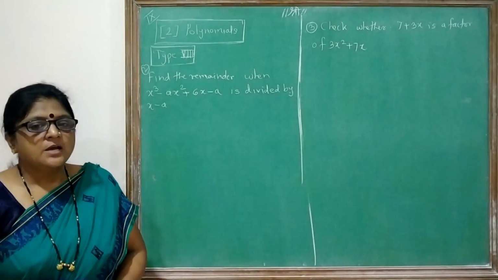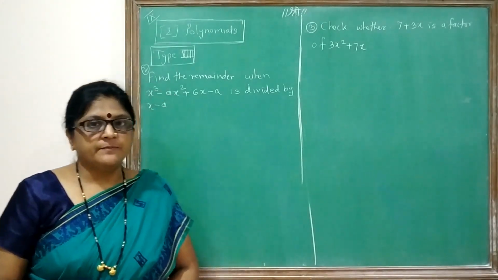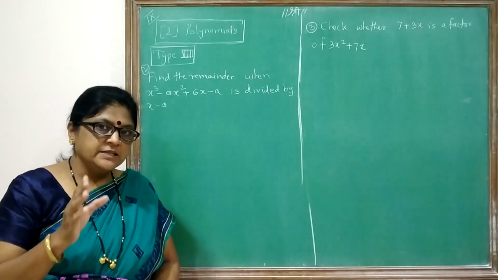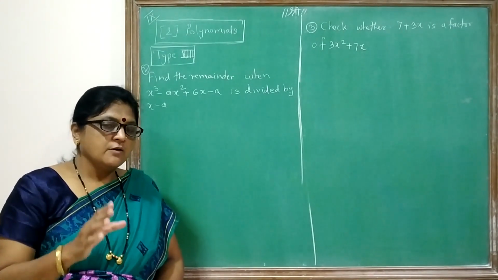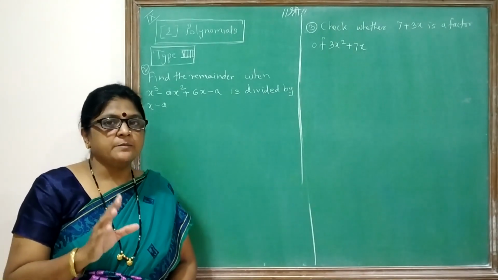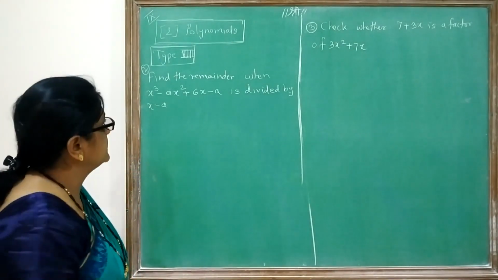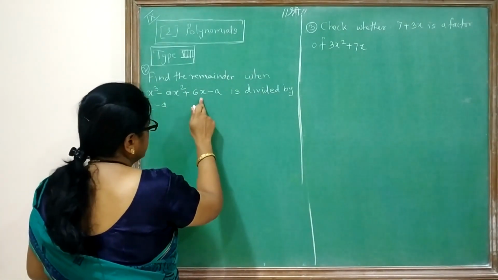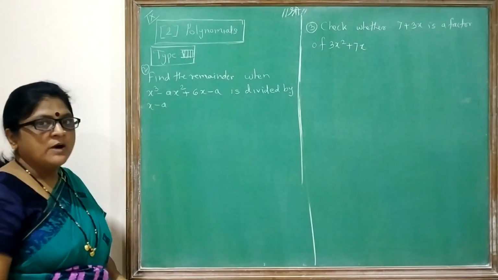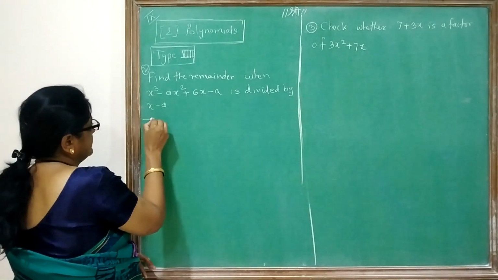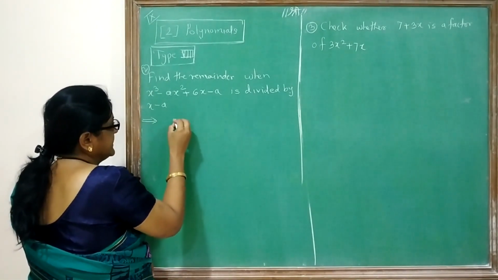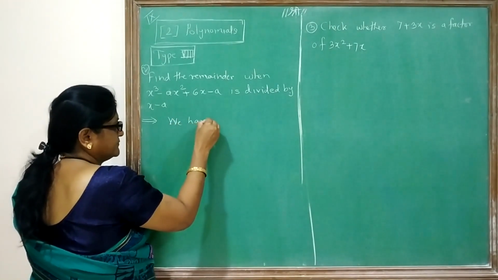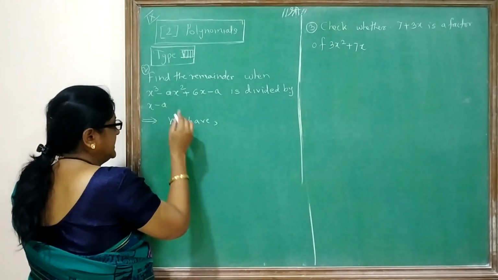Hello students, in the previous lecture we have seen the long division method and the remainder theorem method, and in this lecture we will see the same method, that is the remainder method. Your example is: find the remainder when x cube minus a x square plus 6x minus a is divided by x minus a.